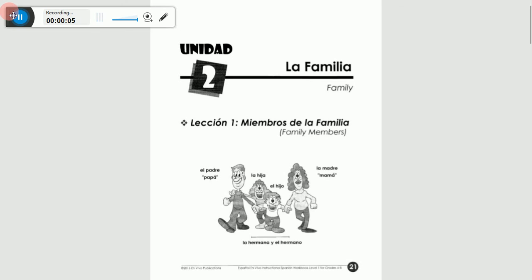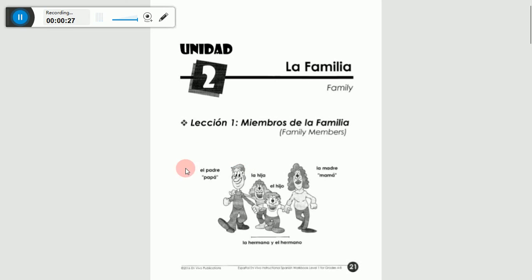This week we'll be getting back to the workbooks. Hopefully, you've had a chance to pick them up, and if not, I'll be sending the files on GradeLink so that you can print them off as needed. This unit will focus on La Familia, which is family. And this lesson, lesson 1, will talk about family members.